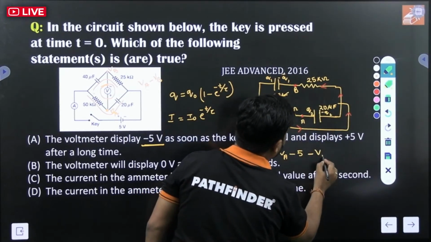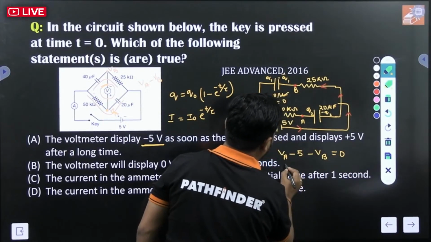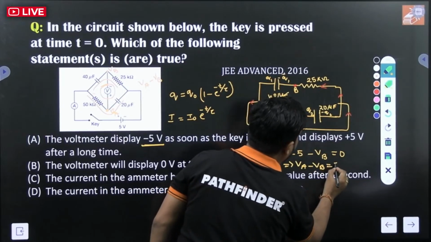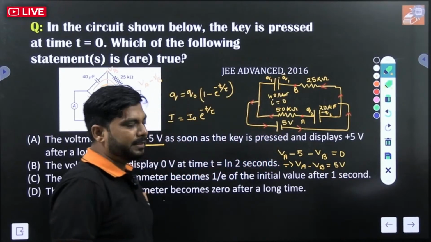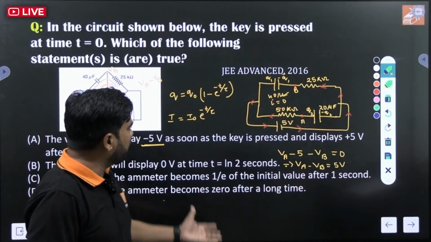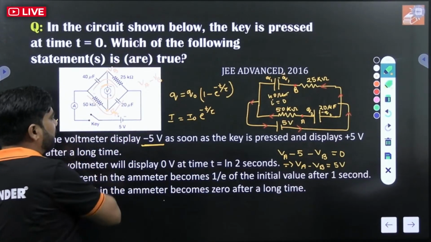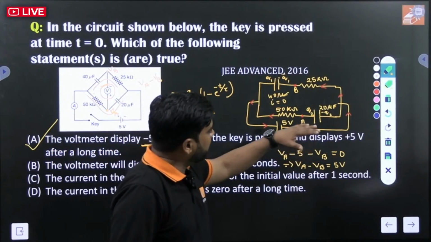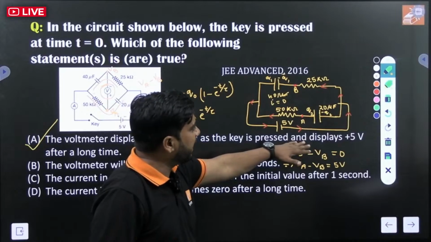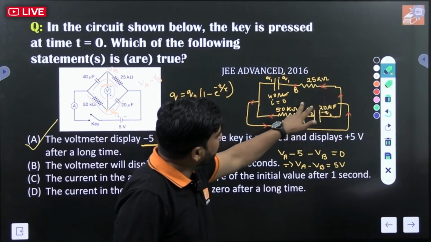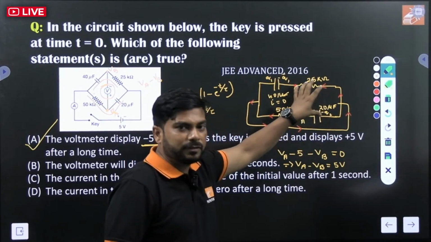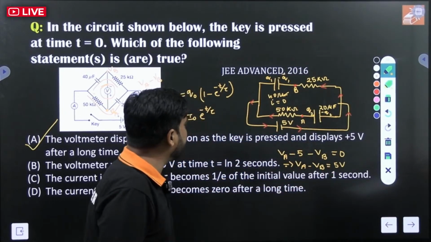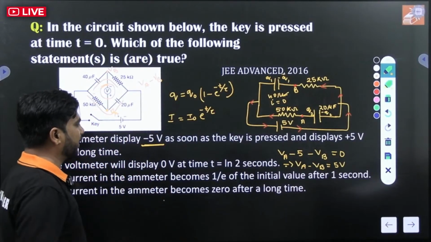So minus VB, that is equal to 0. So how much are you getting? VA minus VB is equal to 5 volt. Is it clear? So option number A is our correct option. From where are we getting this? When we press the key for a longer period of time, there will be no current in the circuit because the capacitor is fully charged in this steady state. So in this case, VA minus VB, we will get as plus 5 volt. So that is the correct option.